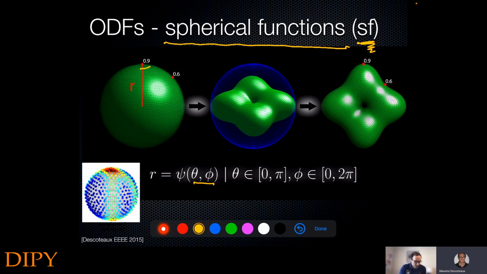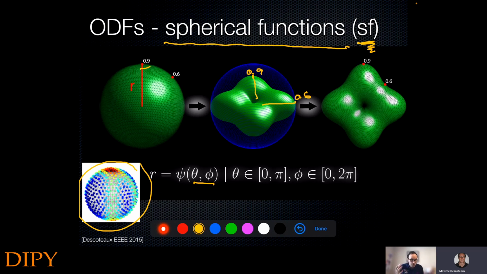So either you assign a color, or something we always do is we actually scale the radius of the sphere according to the value, right? So the value here is 0.9 and here is 0.6. And so the radial amplitude of the sphere is actually the value. So this gives us a good visual representation of the spherical function.